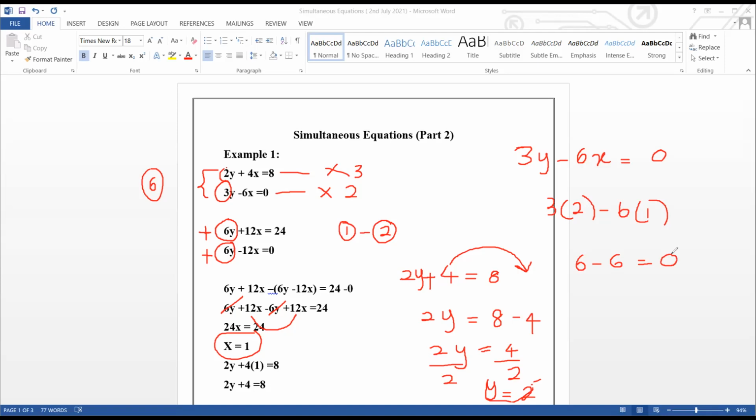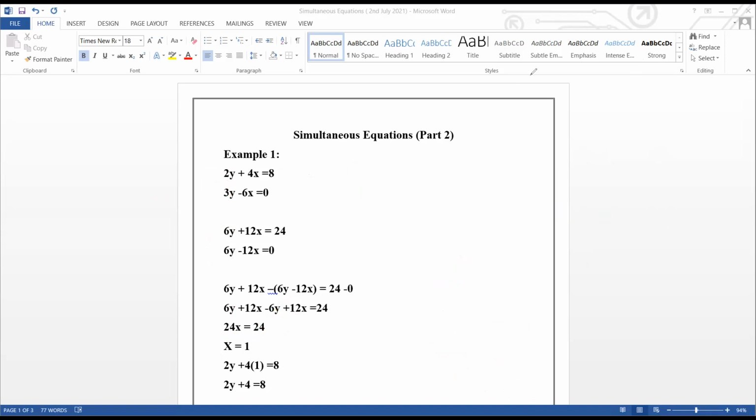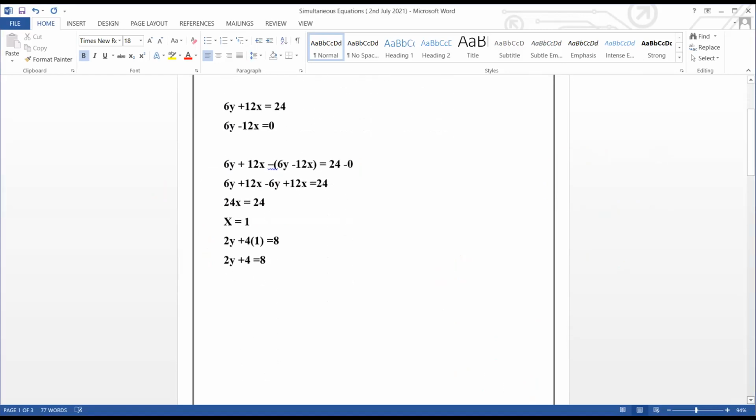So first you have to make the common coefficient. After that, you have to simplify. Then you'll get the answers for the two unknown terms, right? So that's the first method. Now let's move to the graphical method, right? Okay, now we are going to do the graphical method.